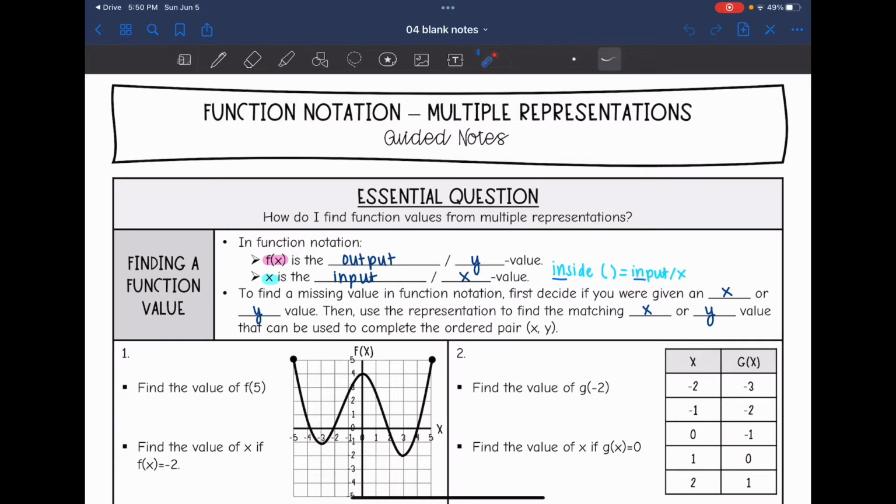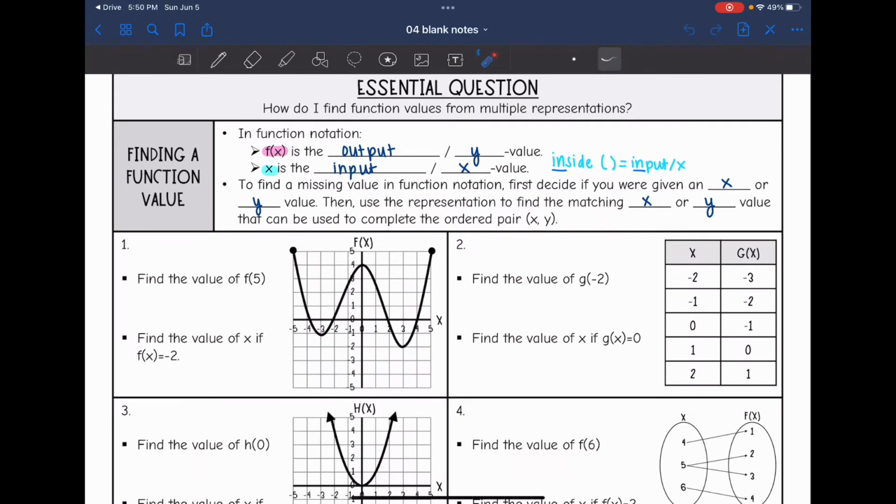So to find a missing value in function notation, you first need to decide whether you are given an x or a y value, which can be used by thinking about that up there. Then we're going to use the representation that they gave us to find the matching x or y value that can be used to complete the ordered pair x, y. So let's look at this first one.